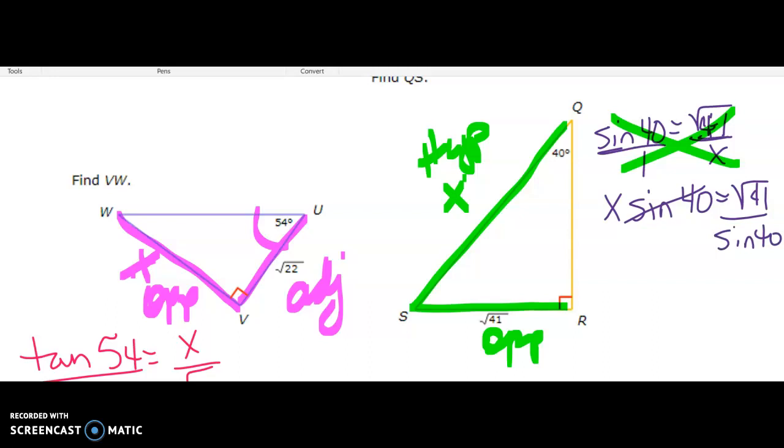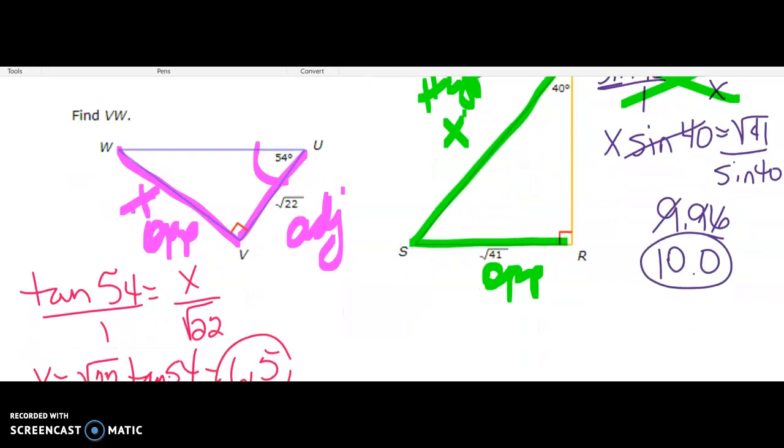Square root of 41 divided by sine 40. 9.96. Since we're rounding to the nearest tenth, the 6 changes the 9, but since it's 9, it changes this 9 too. So it'd be 10.0. That's it.